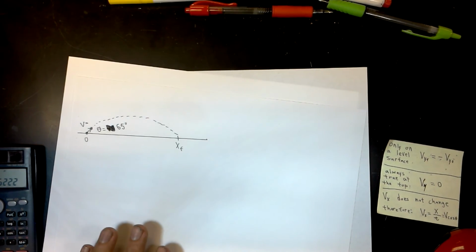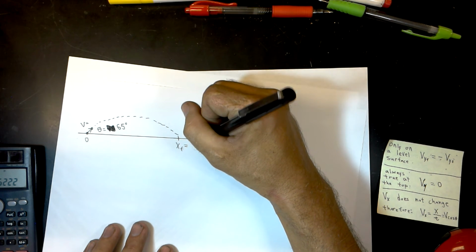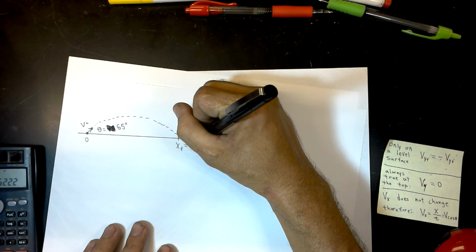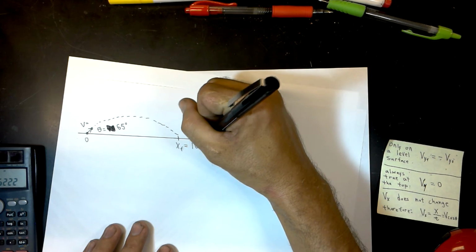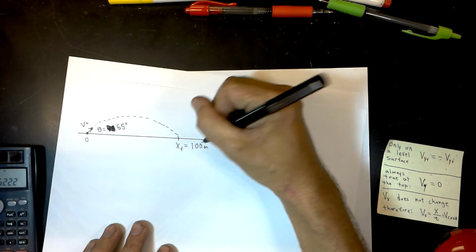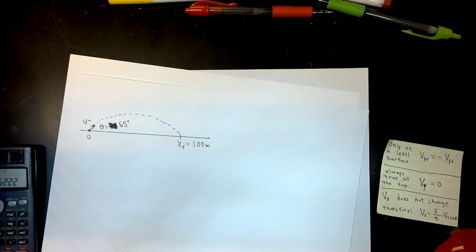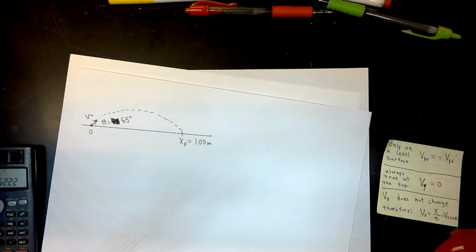Okay. Theta is 65 degrees, and let's say their final distance is right at one football field, 100 meters, except the football field is yards, my bad. Okay. X final is 100 meters, our theta is 65 degrees, and we want to know what was the initial velocity.